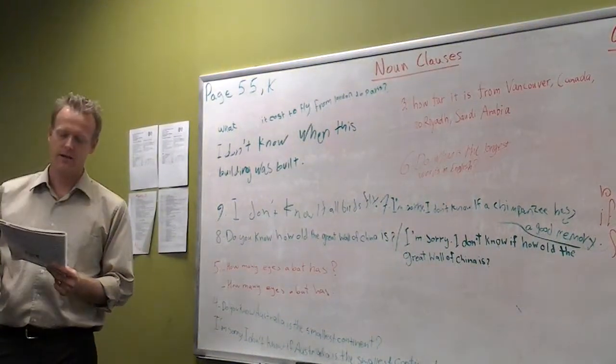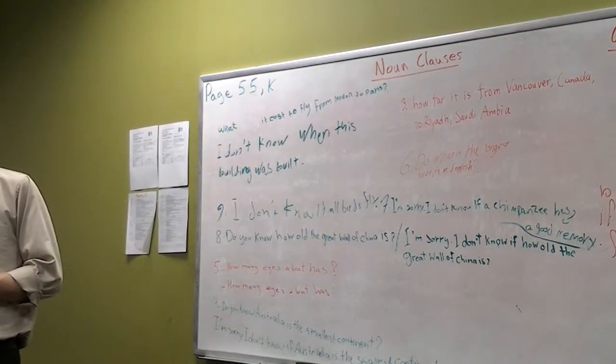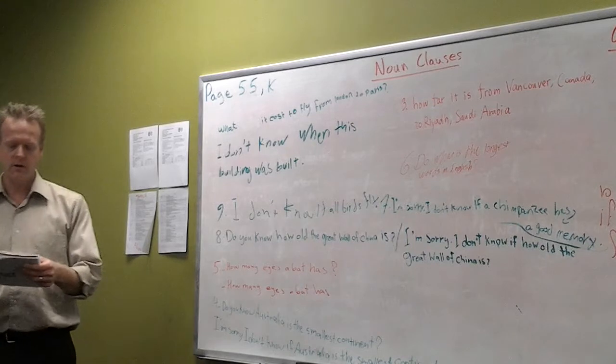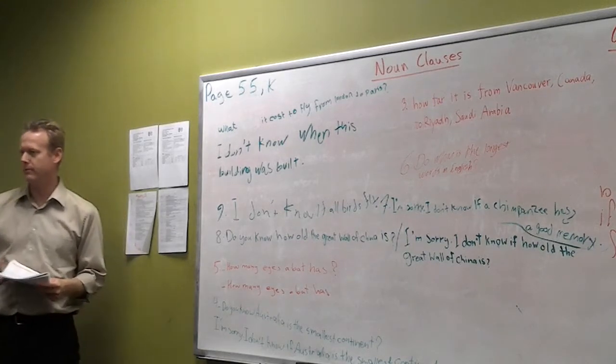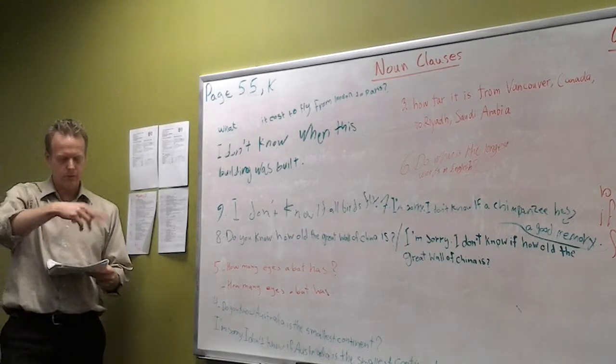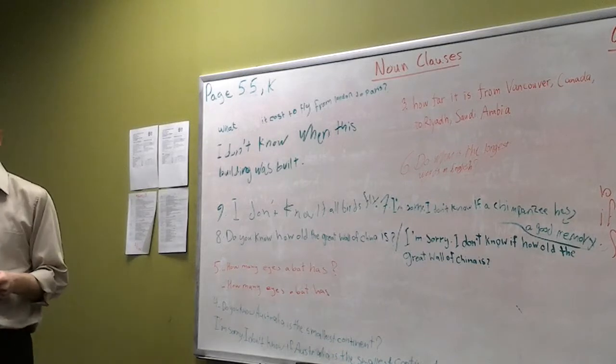To write the answers to exercise K. All right, who had number one? Who did number one? Read the question in the book and then tell us the answers.